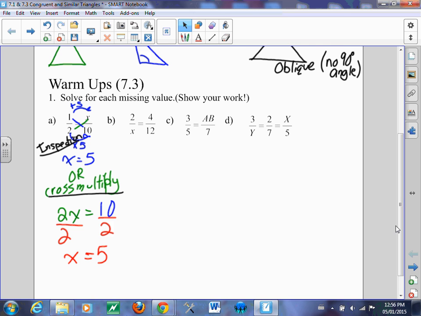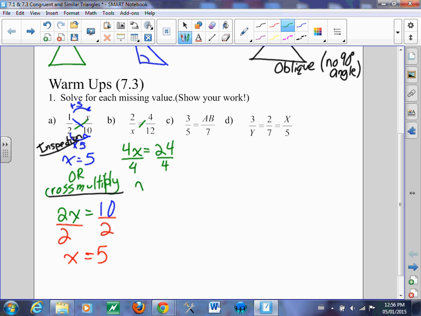So I'm going to just keep on with my cross multiplying from now on, okay? I got 4 times x, which is 4x, equals 2 times 12, which is 24. Again, to get x by itself, divide both sides by 4. So x equals 6. And I'm just going to throw in units here, because eventually we're going to have a measurement attached to it.